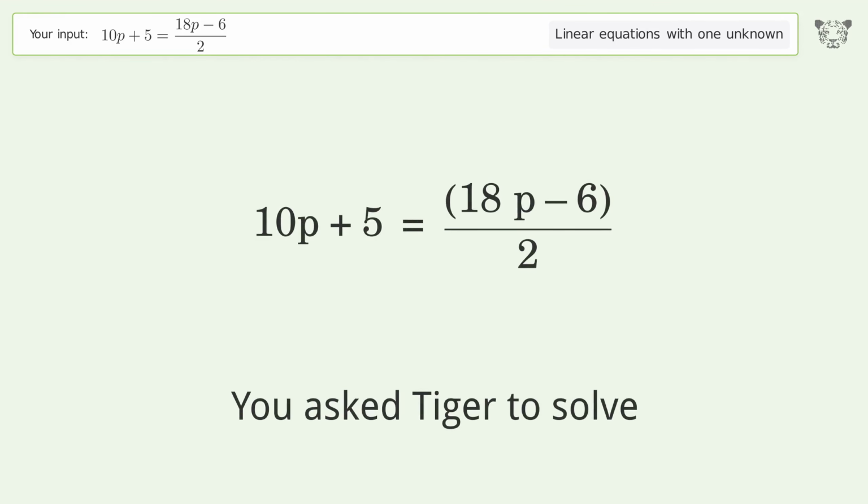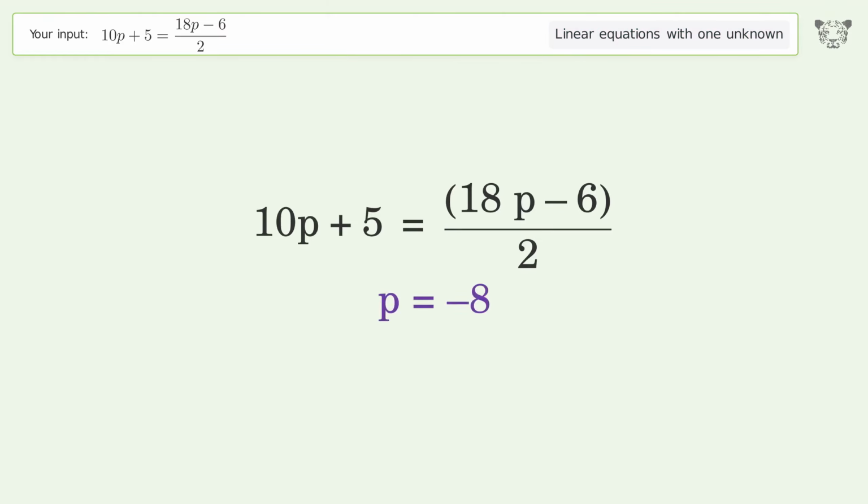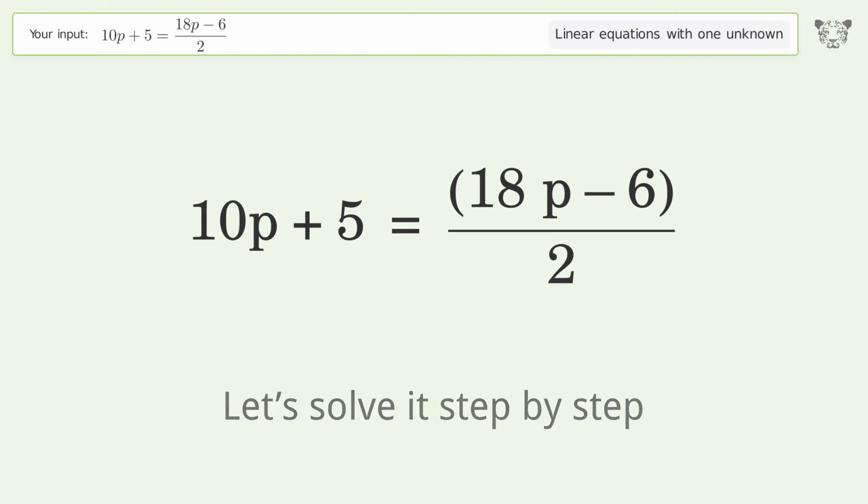You ask Tiger to solve. This deals with linear equations with one unknown. The final result is p equals -8. Let's solve it step by step.